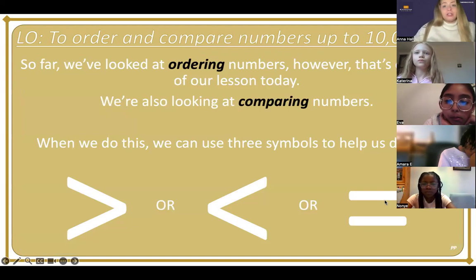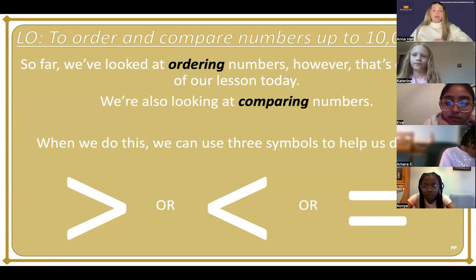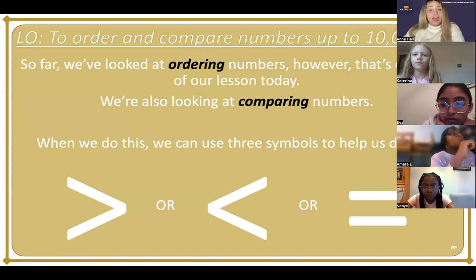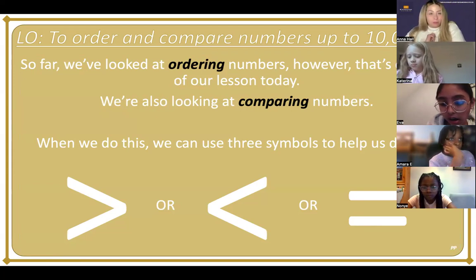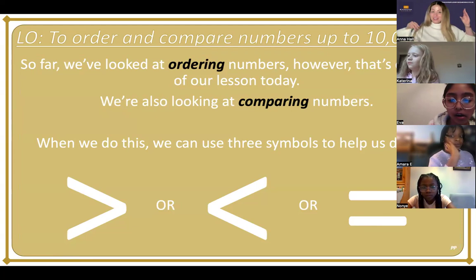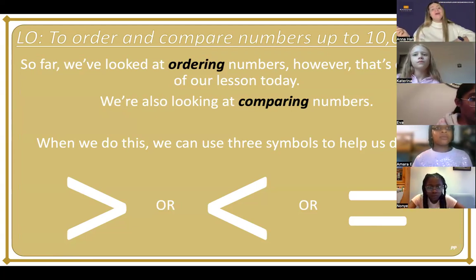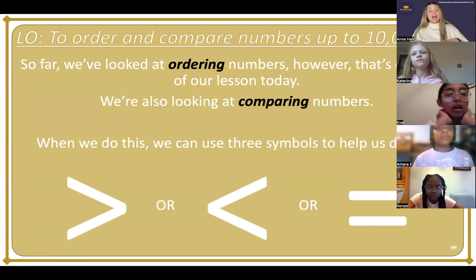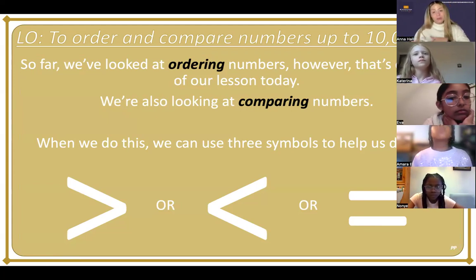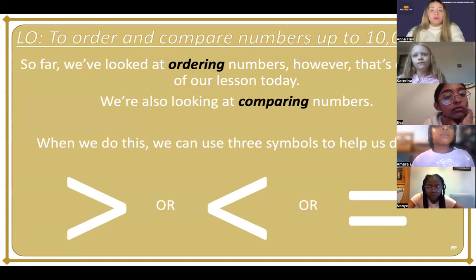So far, we've looked at ordering numbers. However, that's only part of our lesson today. We're also going to look at comparing numbers as well. Now, when we do this, we can use three symbols to help us. So we've got our crocodiles, like I say, doesn't matter what year you're in, we're always thinking of crocodiles. We've got greater than, less than, or equal to. So those are the three symbols that we're going to be using.